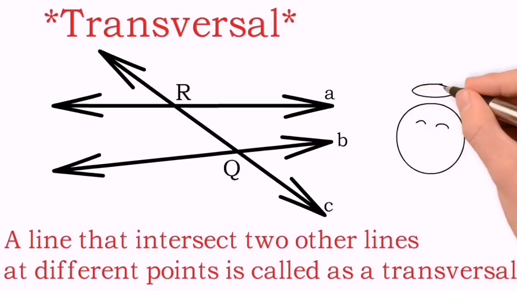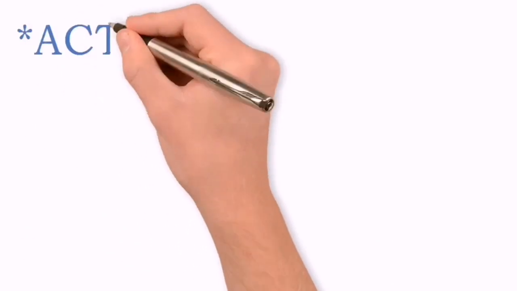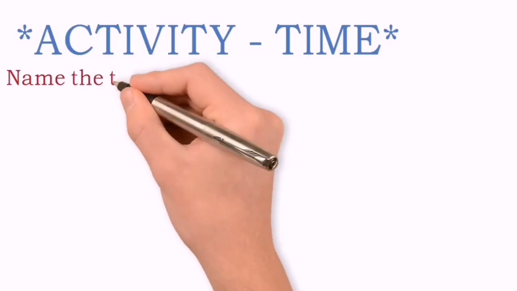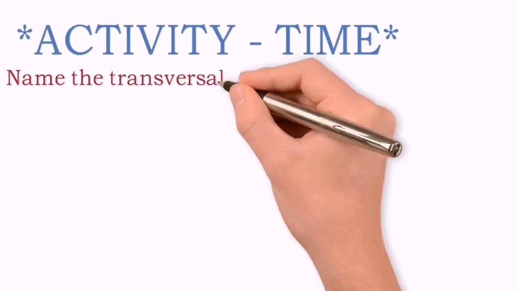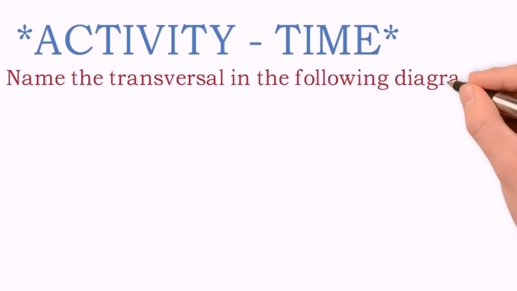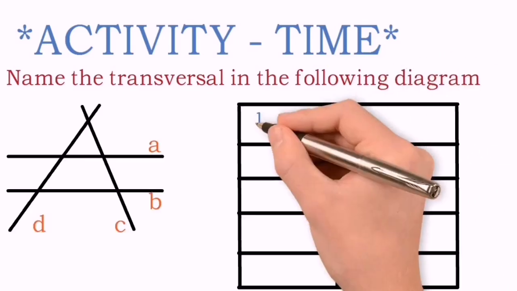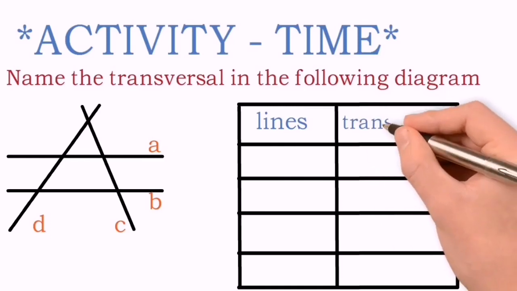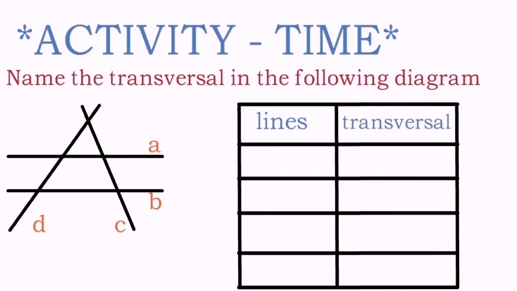And as you have understood the concept of transversal and revised it also, let's try one activity, guys. Here I am with one diagram. The diagram will consist of 3 to 4 lines, and I will give you the names of lines, and you have to find out the transversal intersecting those two lines. Okay, the diagram is in front of you. The names of the lines and the transversal you have to write in the column, right?